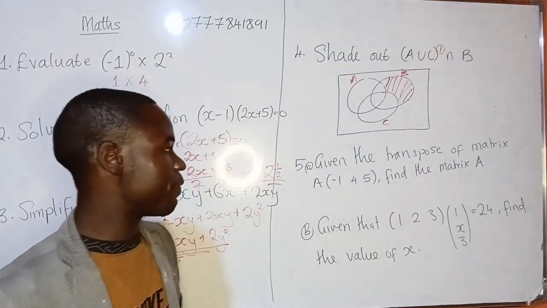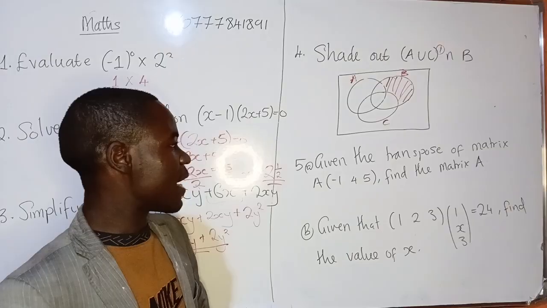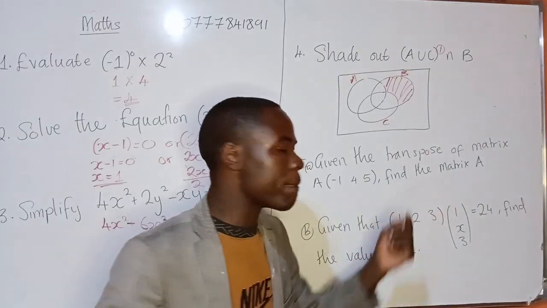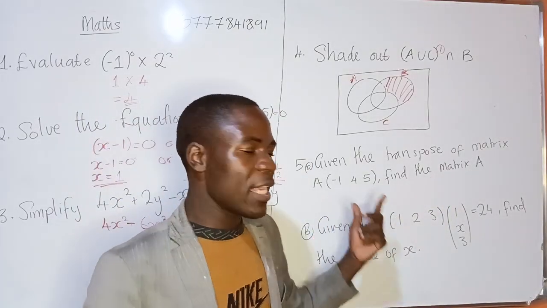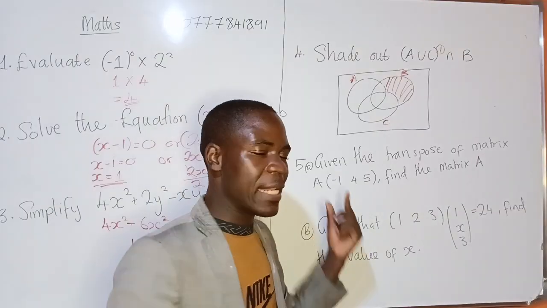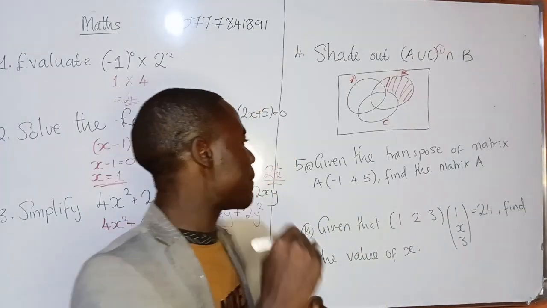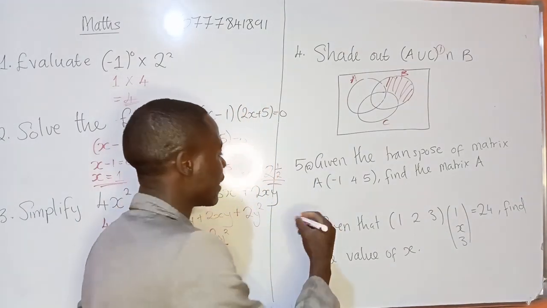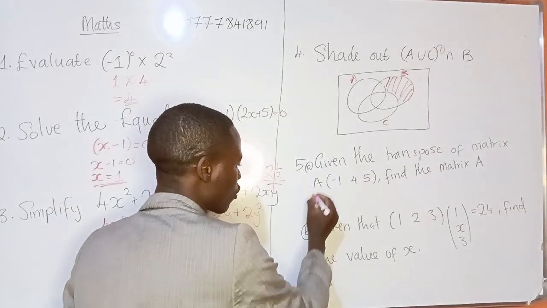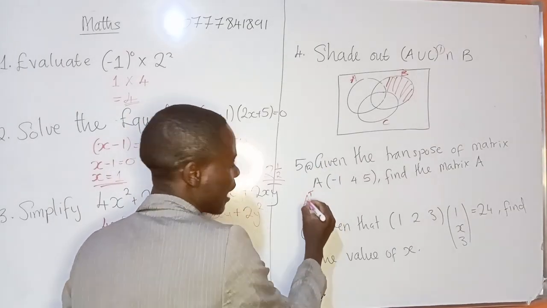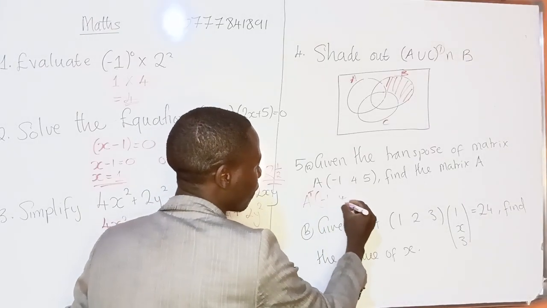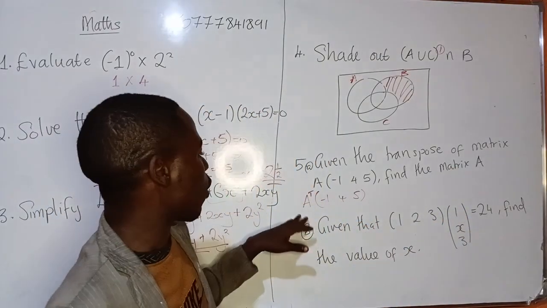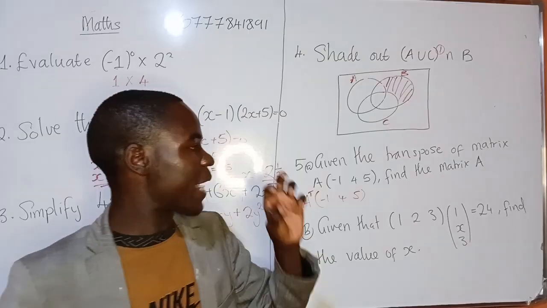Then now we have question 5. Question 5, they said, given the transpose of the matrix is this, find the matrix A. So in this question, a transpose is given. Now they are saying, find the matrix of A. Remember, every transpose is represented as A transpose of negative 1, 4, and 5. So they are saying, write it in form of a matrix. This was the transpose. So we want to write it in form of what?